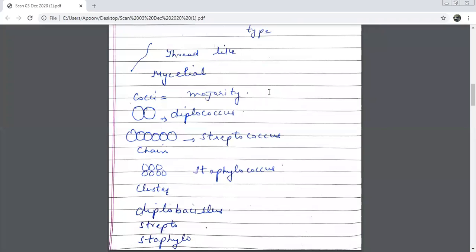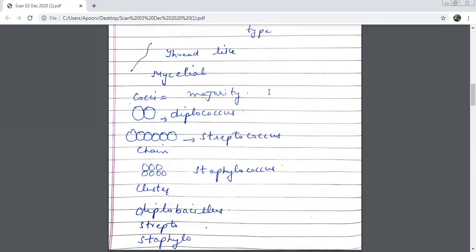Okay, beta. If we have two cocci combined, what will you call them? Diplococcus. And if we have a chain of cocci, what is the other possibility, that they can be found in a cluster also? What are you going to call such cocci if you find them in a cluster? Staphylococcus. So we did the first classification on the basis of survival habitat: Archaebacteria, Eubacteria.